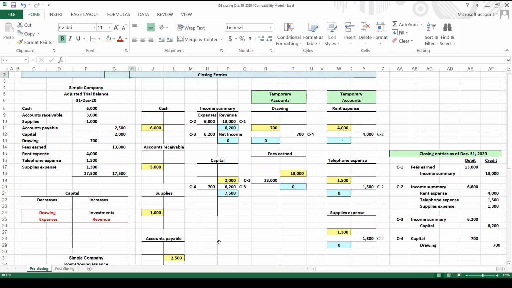Hopefully it's not a mystery at this point. I remember when I first realized what these closing entries were doing as a student, and I thought to myself, why didn't the teacher show it like this so I could see exactly what's going on?